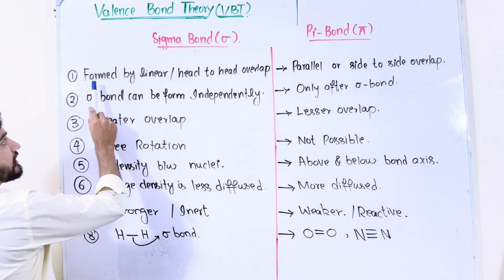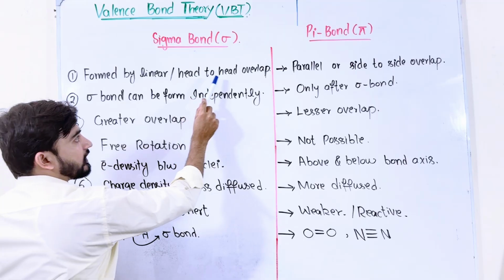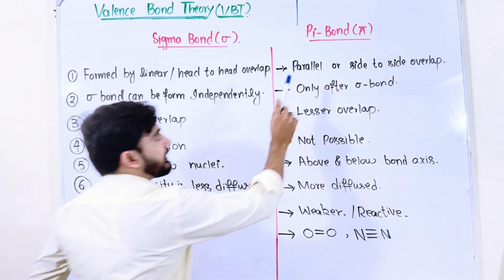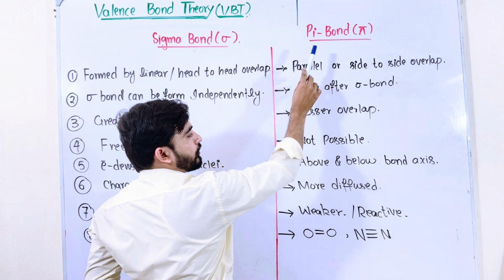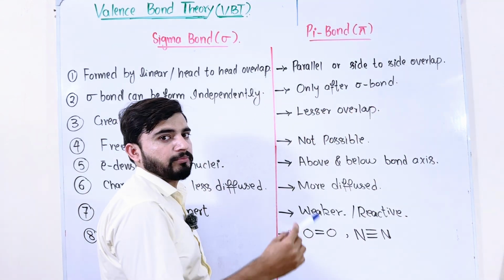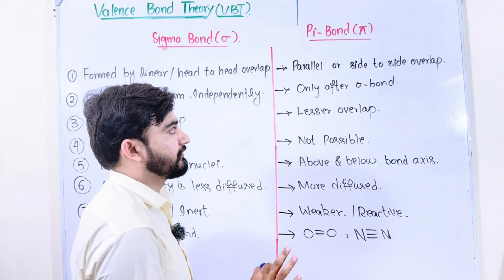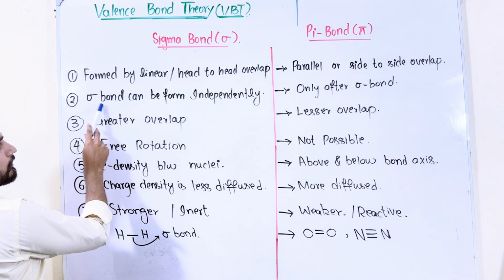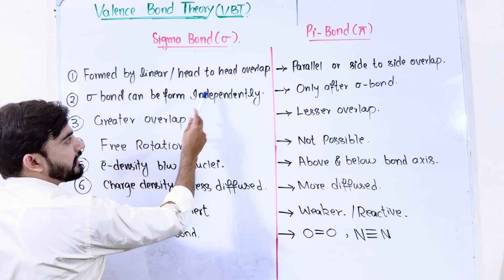The sigma bond is formed by linear or head-to-head overlap between the atomic orbitals of different or similar atoms. And the pi bond is formed by the parallel or side-to-side overlap of atomic orbitals of different or same atoms. The second difference is sigma bond can be formed independently.